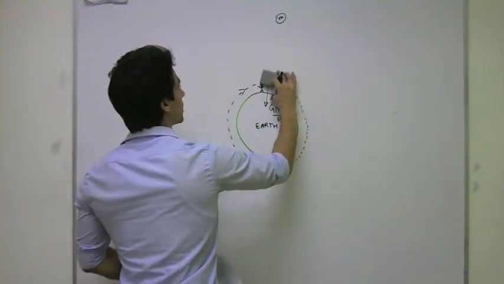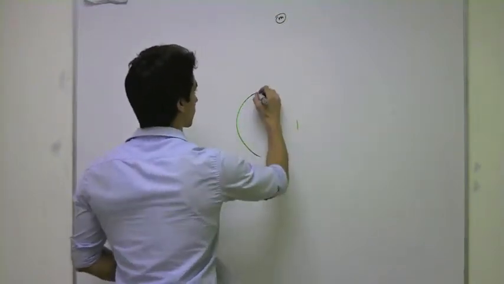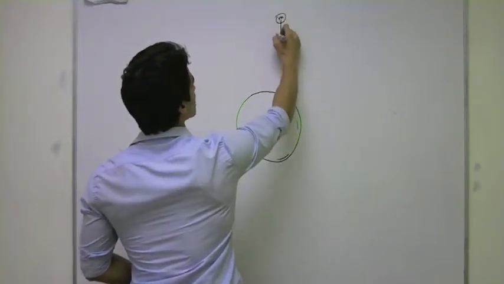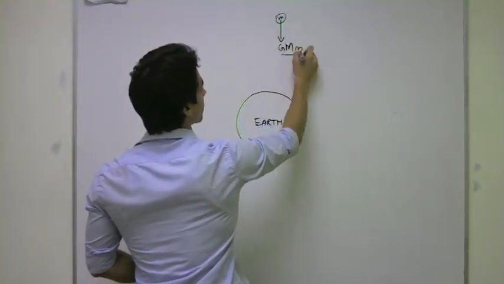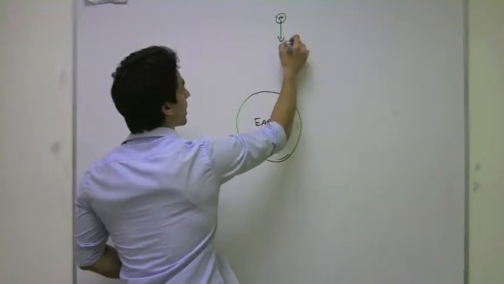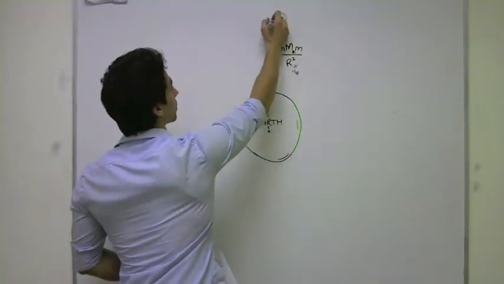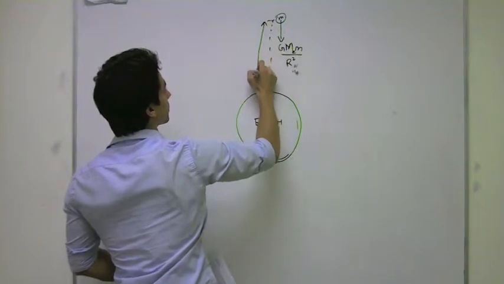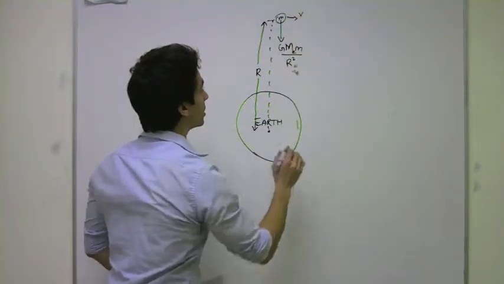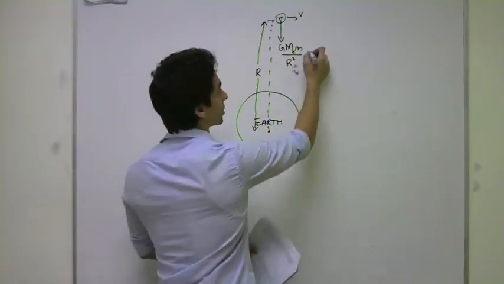So let's say there is a satellite in orbit around the Earth. You have the Earth here, and this satellite of mass m is attracted towards the Earth by GMm over r squared, where M_e is the mass of the Earth and r is the distance between the Earth's center and this satellite. Now let's say this satellite has a horizontal velocity v. So we know that this gravitational force is also the centripetal force of attraction.